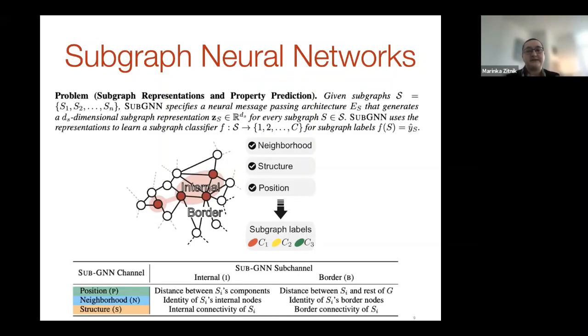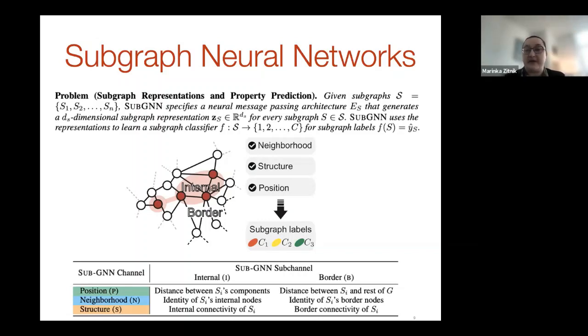Okay, so subgraph neural networks are then defined as follows. Given an underlying graph G and a set of subgraphs, S sub 1, S sub 2, up to S sub n, SubGNN specifies a graph neural network or neural message passing architecture that we will discuss next. But that architecture is tasked to generate d-dimensional subgraph representations or embeddings for every subgraph in our set of subgraphs.